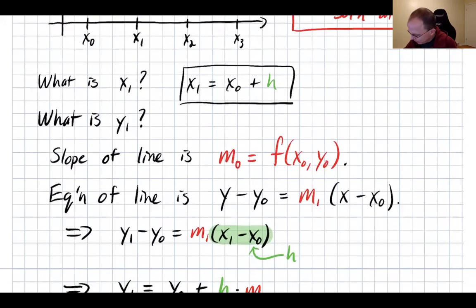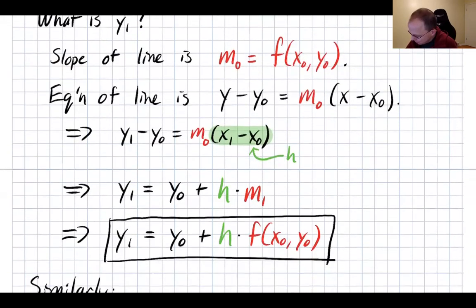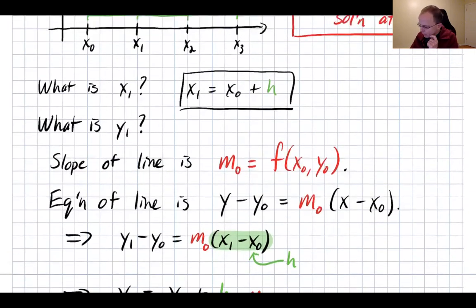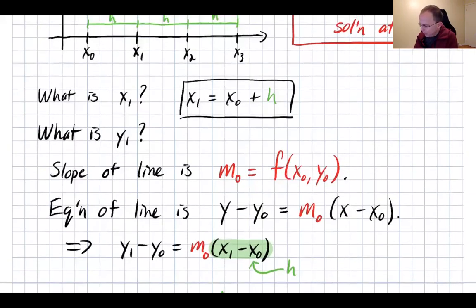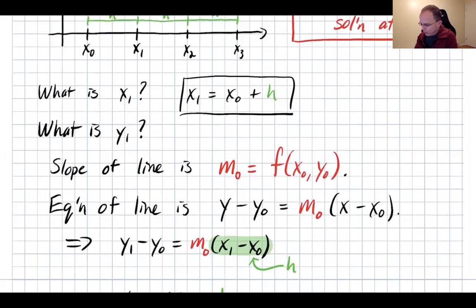Oh, I need to change it in a few places here. I had a change of notation at some point. There we go. Okay, so there's our formula. I just think it's a little bit nicer that m naught is equal to f of x naught, y naught. That makes a little more sense. So let's use that notation.